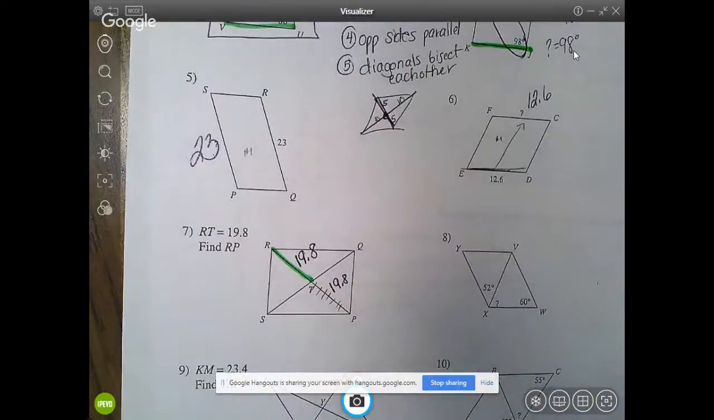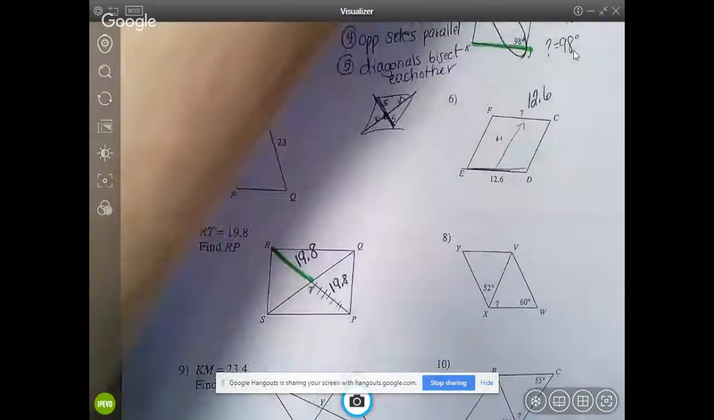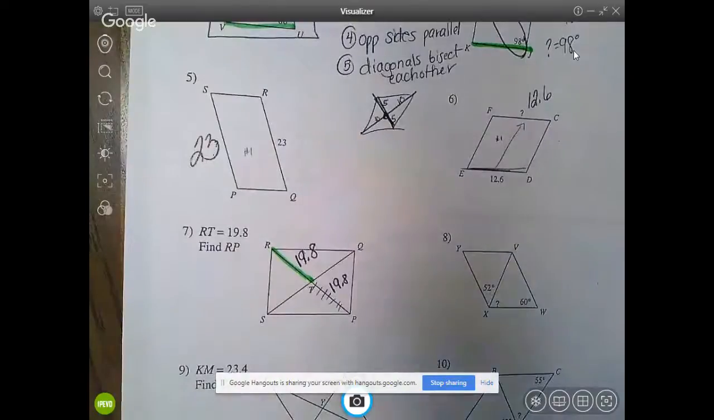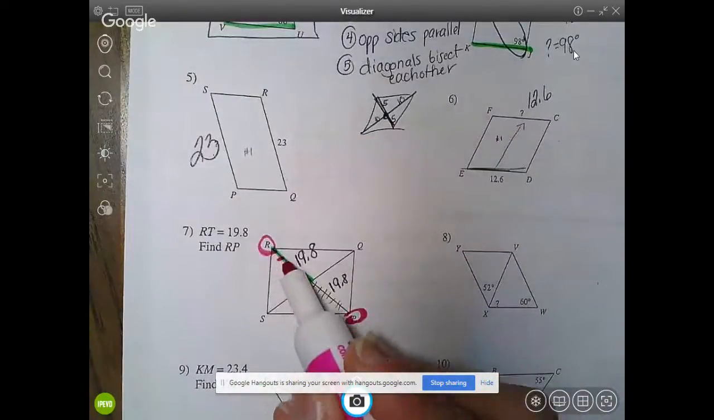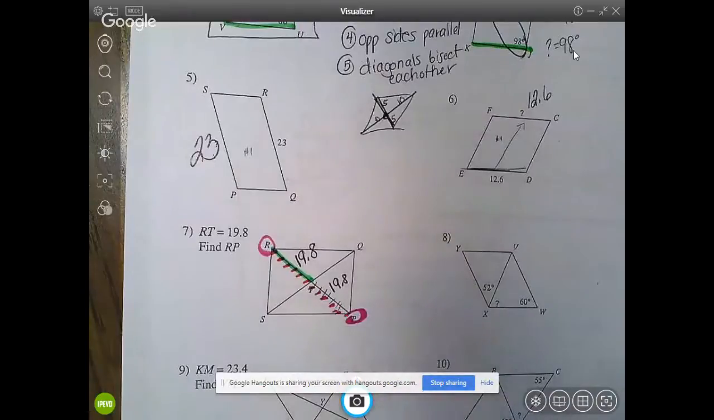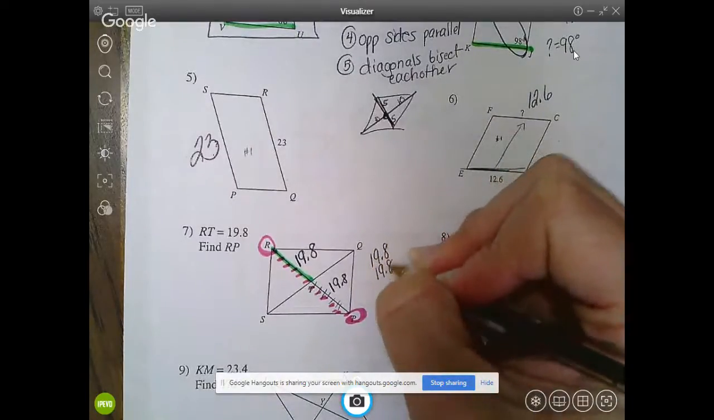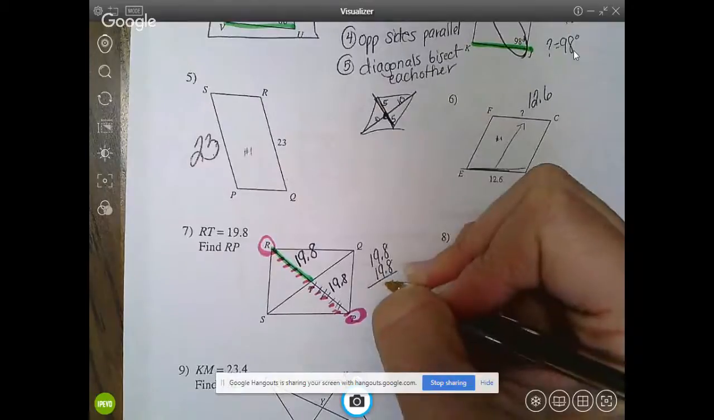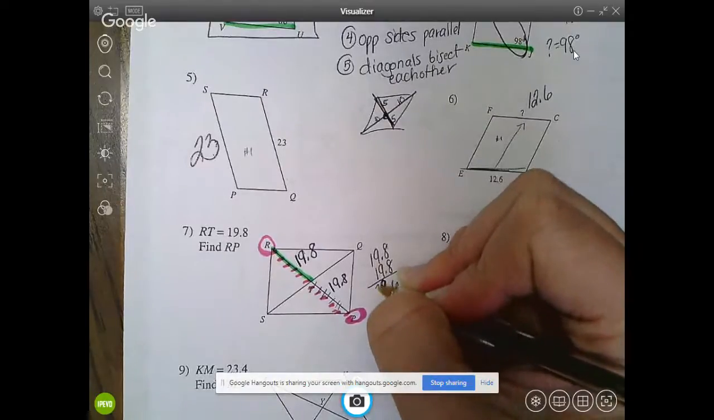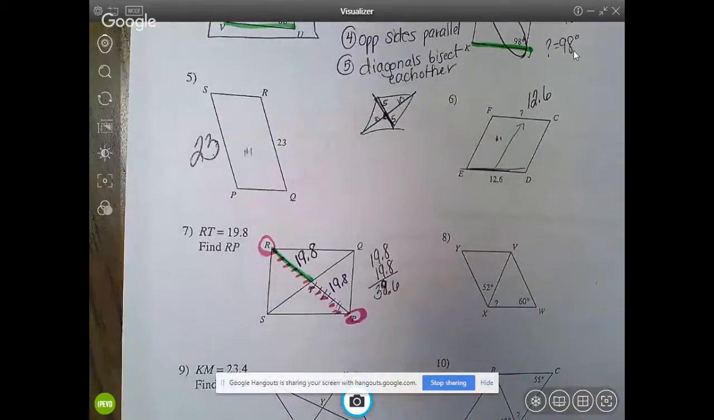So if it wants us to know this entire length, it wants us to find RP. Here's R, here's P. If it wants us to find this whole thing, all we're going to do is do what with those two numbers? Add. Thank you for not saying multiply. So you can use a calculator. There's calculators in the back. Oh. So 39.6.